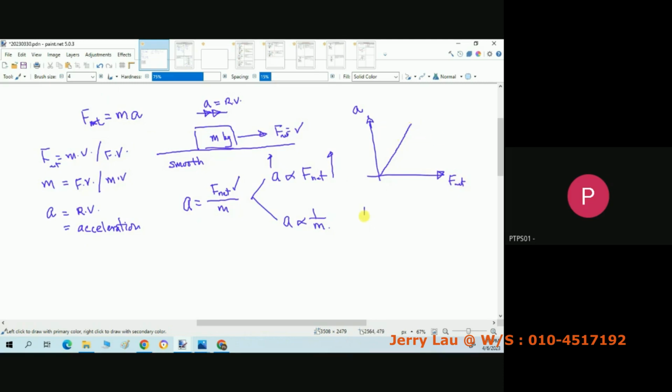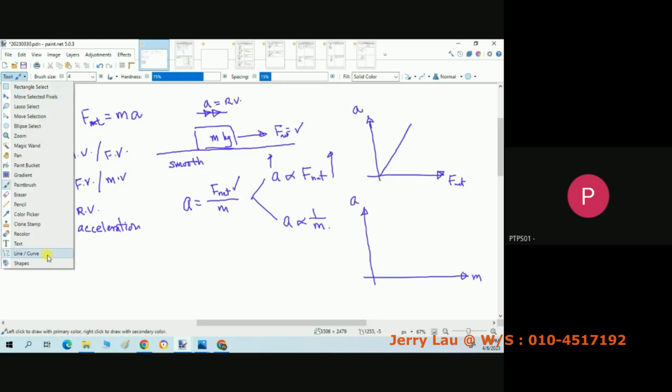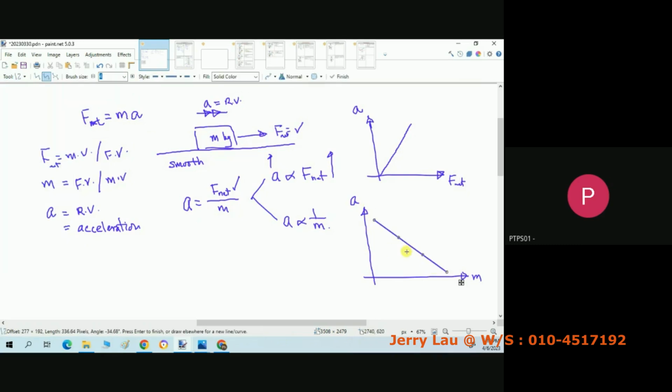And then for the other one, this is the mass you manipulate, right? So your acceleration is going to be what? Your acceleration is going to be like this.